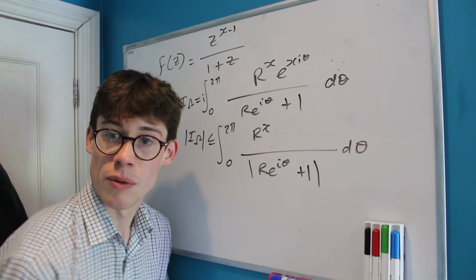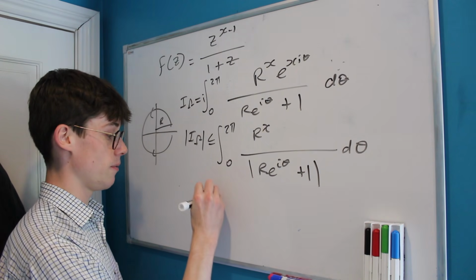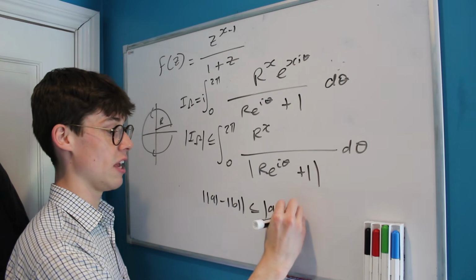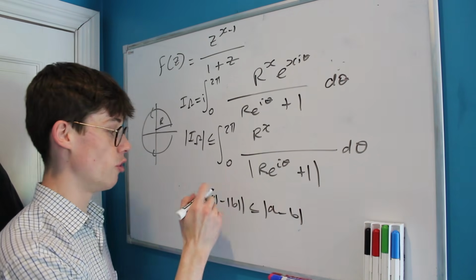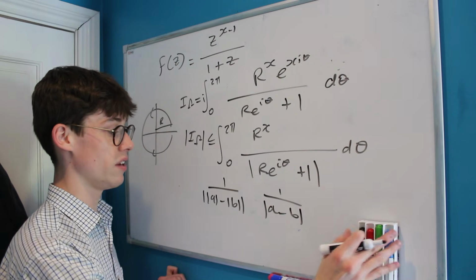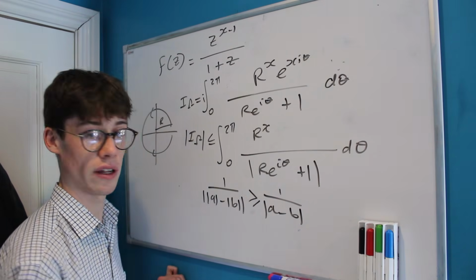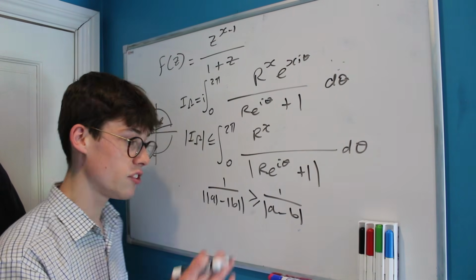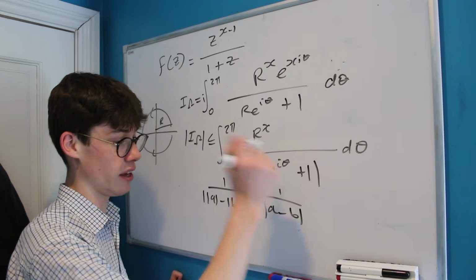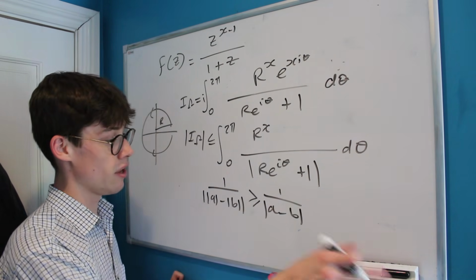So now all we've got to do is worry about our denominator, and we're going to use the reverse triangle inequality, which tells us that the absolute value of a minus b is less than or equal to the absolute value of a minus the absolute value of b. But of course we're looking at a denominator here, and that means that our inequality sign is going to swap. Like so. So all we have to do now is choose our values of a and b carefully. If I let a equal r e to the i theta and b equal -1, we have something of the following form.